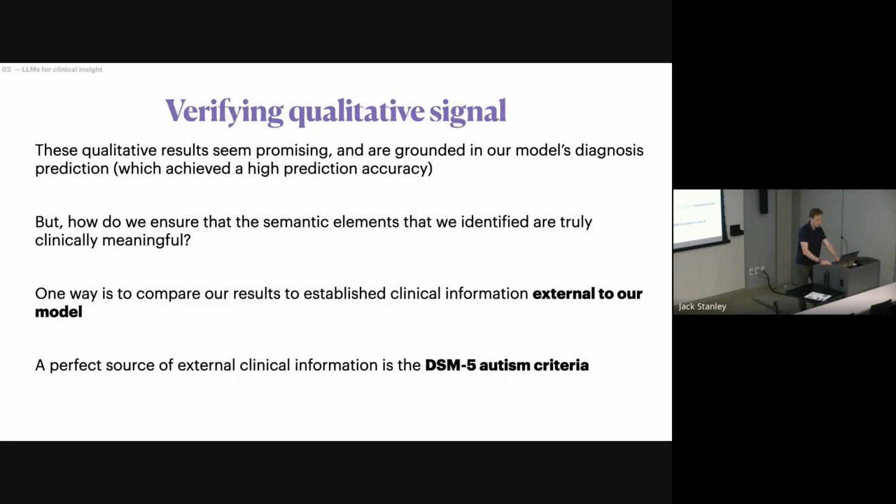So now what we wanted to do, after we had these qualitative results that seemed very promising to us, was make sure that these were actually grounded in our model's diagnosis prediction specifically, which of course, as we saw in the fine-tuning slide, achieved very high prediction accuracy of nearly 80%. So this is basically asking the question: how do we ensure that the semantic elements that we identified using this approach are actually clinically meaningful? One way to do this is to compare our results to established clinical information that is external to our model. And a perfect source for this external clinical information is the DSM-5 autism criteria, of course.